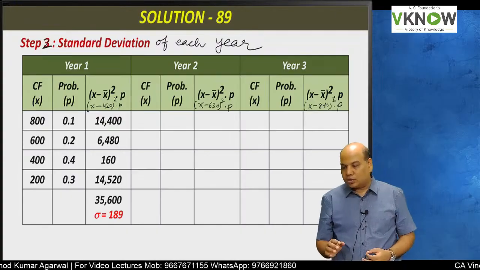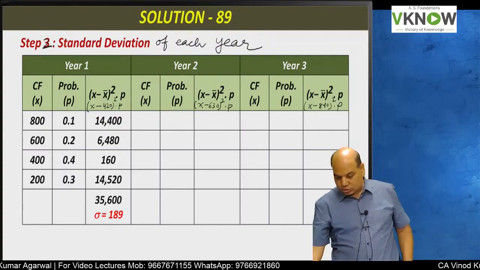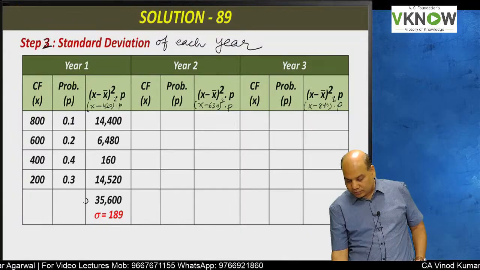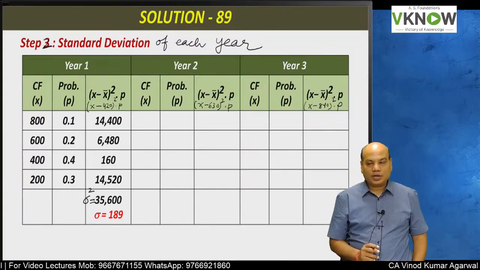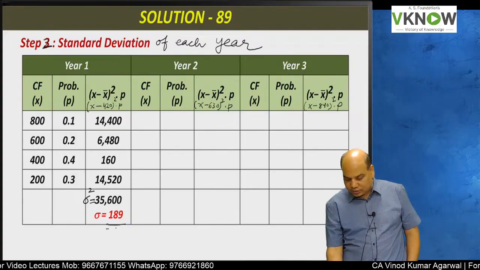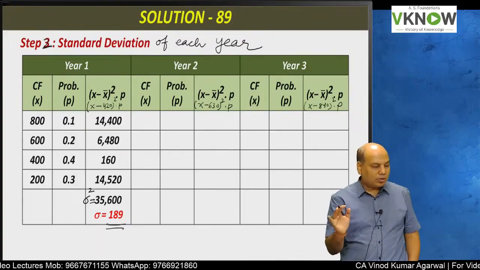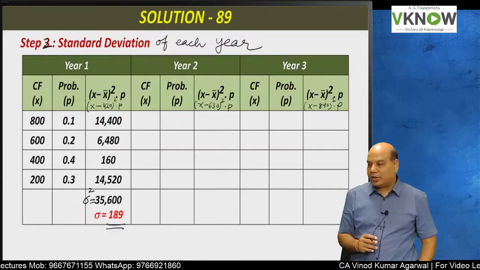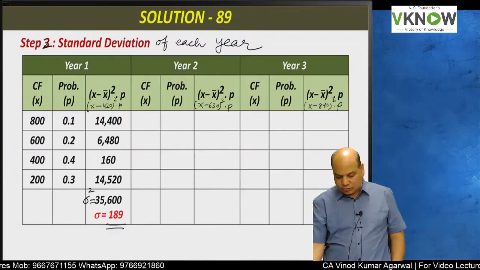14520. Take the total first. This total is sigma square. Sigma square is 35600, and standard deviation, take the square root, round off. Square root is 189.